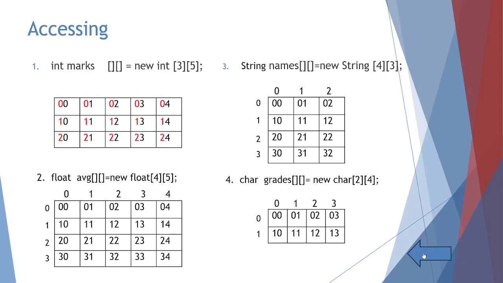Now how do we access? We use the row subscript, that is in red color, followed by the column subscript. Row subscript 0 in the first row. In the second row, it is 1. And in the third row, it is 2. Followed by the column subscript. Column subscript also again 0, 1, 2, 3, 4. So 0, 0 is the address of the first location. 0, 1, 0, 2, 0, 3, 0, 4 and so on and so forth.